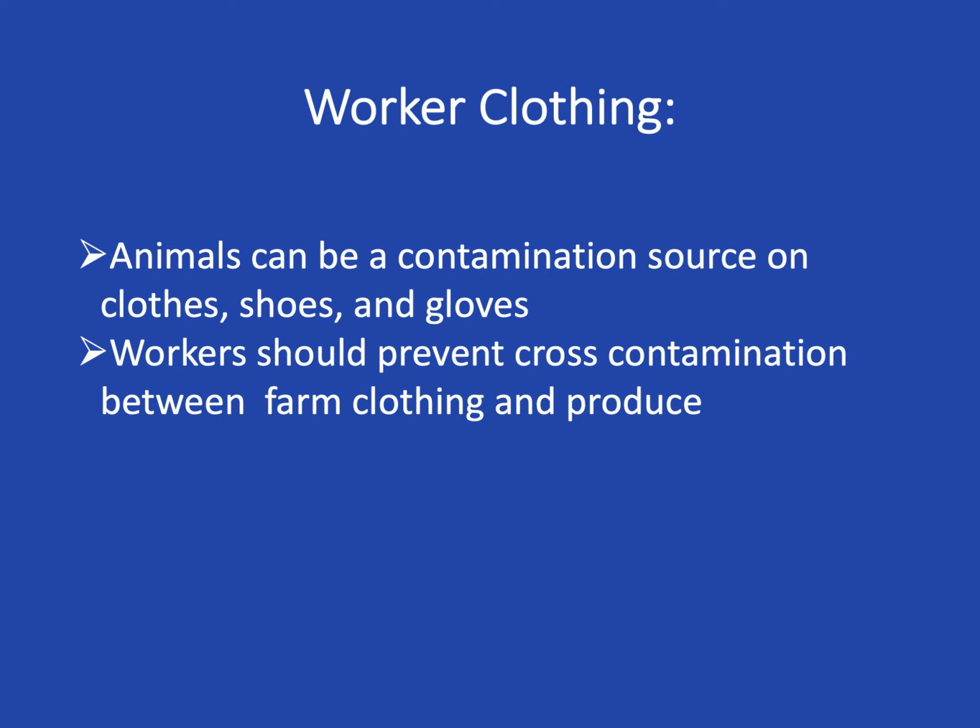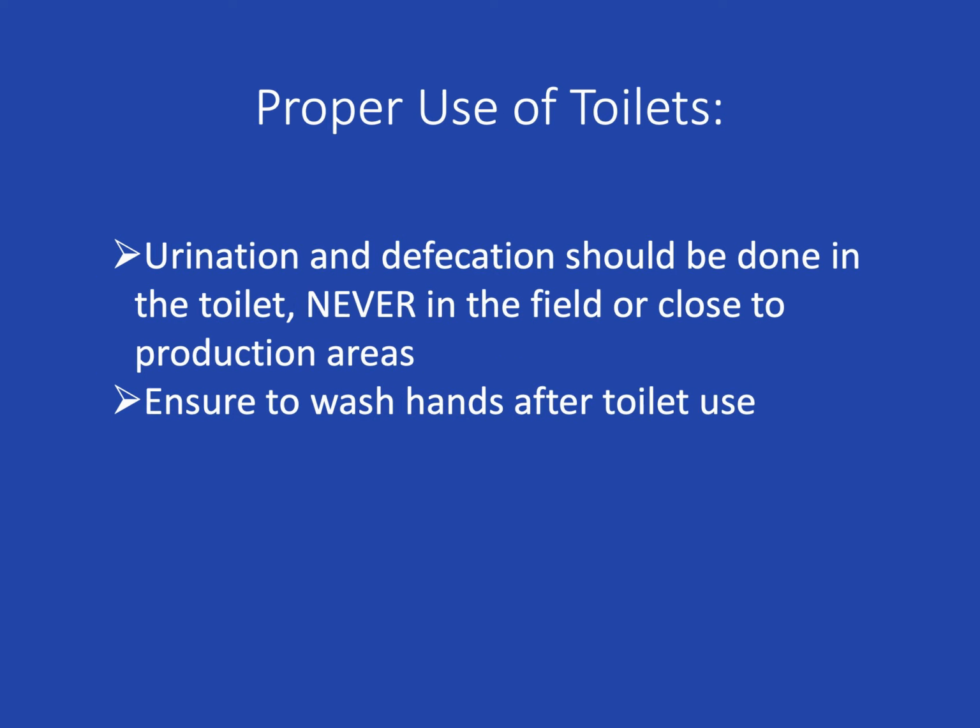If a worker comes into contact with an animal that is shedding pathogens, usually through their feces, then this worker could spread those pathogens to produce. Therefore, if workers are working with animals and then with produce, they should either change clothes and shoes or wear coverings to prevent cross-contamination. In addition to the clothing workers wear, personal cleanliness extends to bathroom and hand washing facilities.